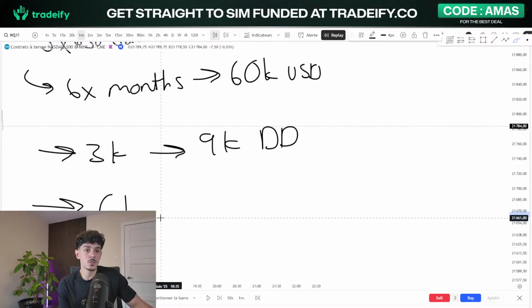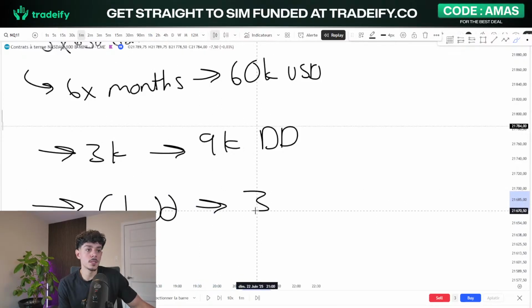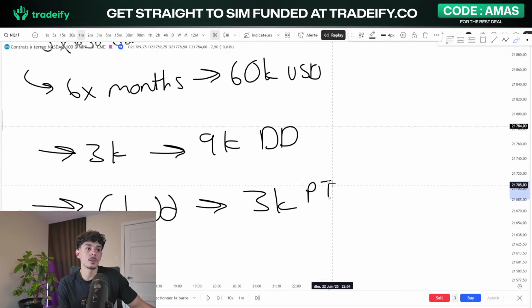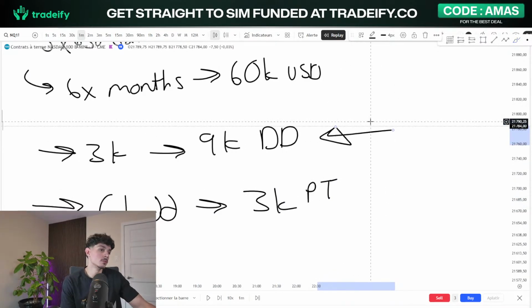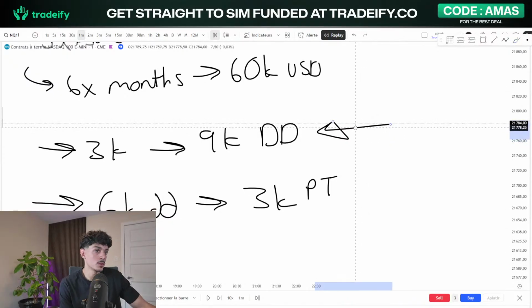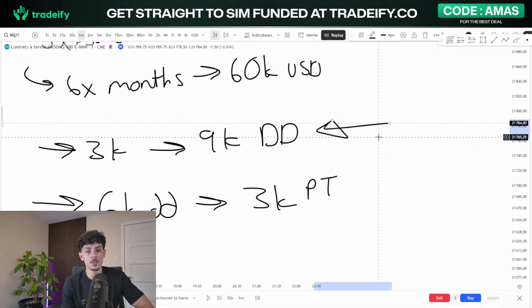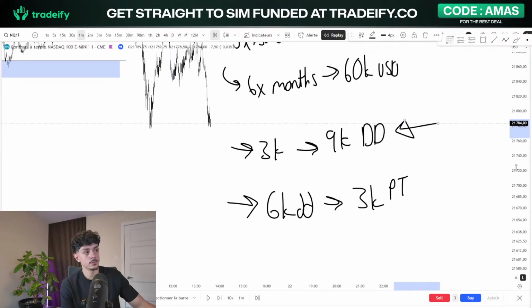You have 6k drawdown left, and you have a 3k profit target after the first payout. Yes, the first one was harder. You're possibly going to have to deal with psychology and stuff, but once you get the first payout, then you're most likely going to go live if you don't fuck up.